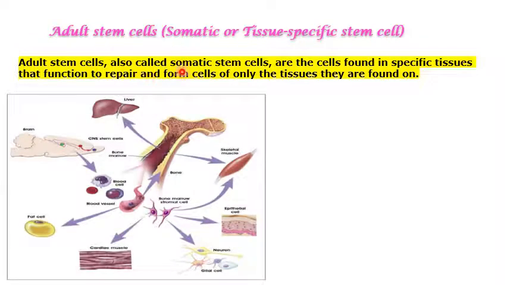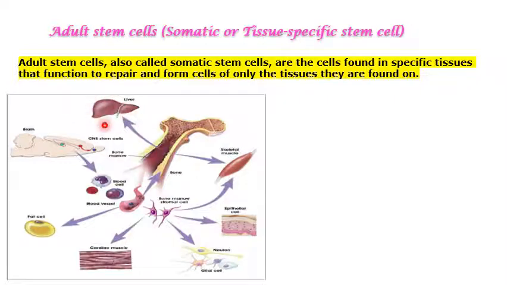These adult stem cells are also present in specific tissues where there is a requirement for repair of the tissue. Assume that there is a liver tissue where there is damage of the liver cells.